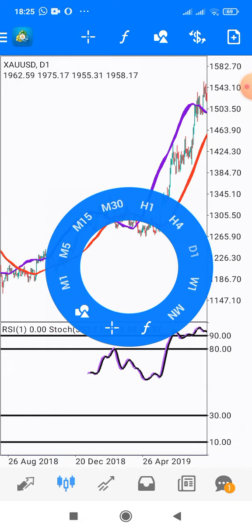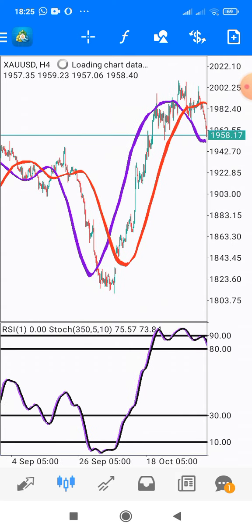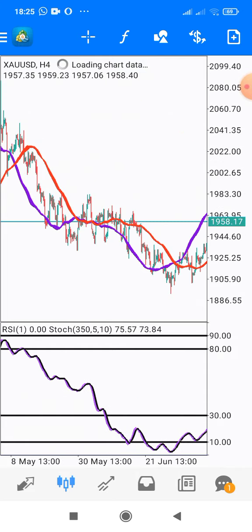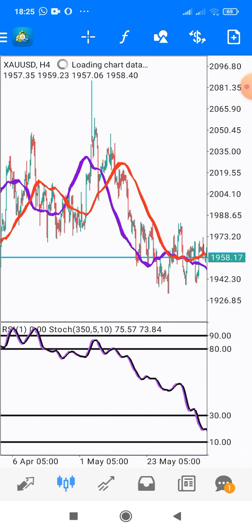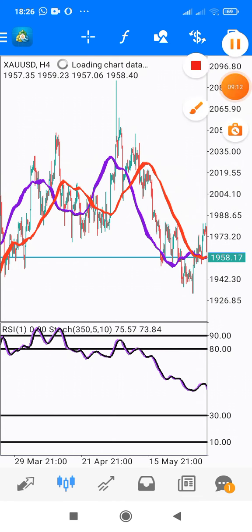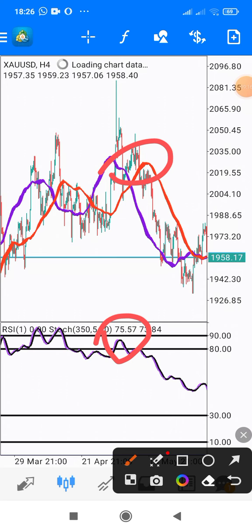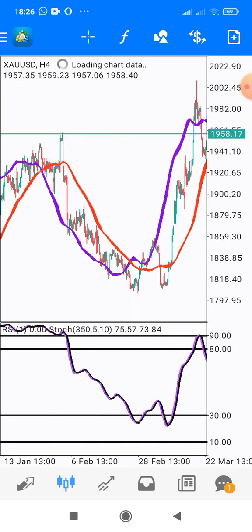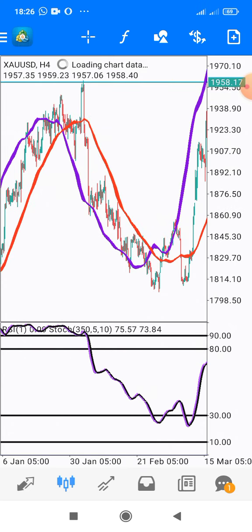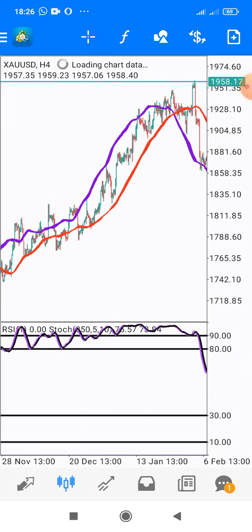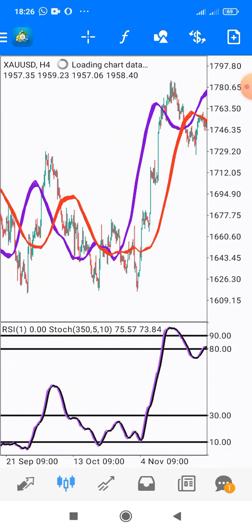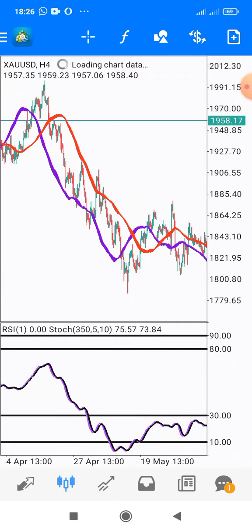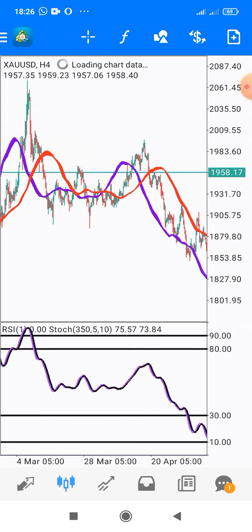Let us just move to confirm what I'm saying, if at all I'm true or I'm wrong. This is the history of the trade. We can see. You see? Check at this region. Let us check the history of this strategy. Does it really work? Or are these just mere stories?